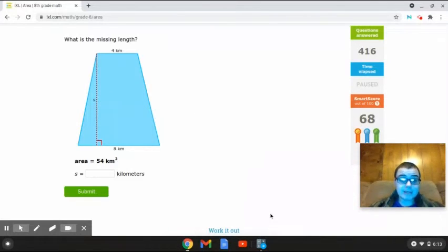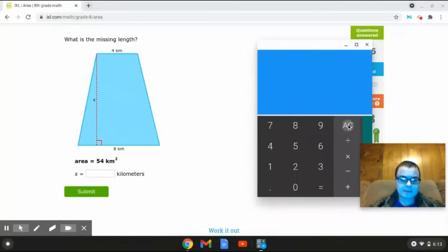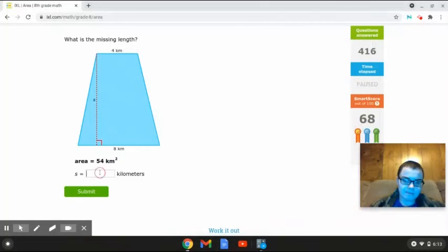And the way that we're going to be doing that is first by adding up the 2 bases. So that's 4 plus 8. That will give us 12. Then from here, we have to divide this answer by 2. That will give us 6. And then we have to divide the area, which is 54 kilometers squared, by the 6. So if we take 54 divided by 6, that will give us 9.